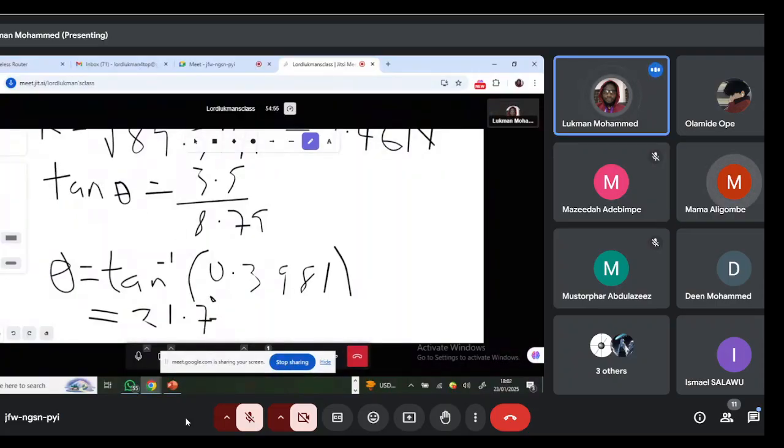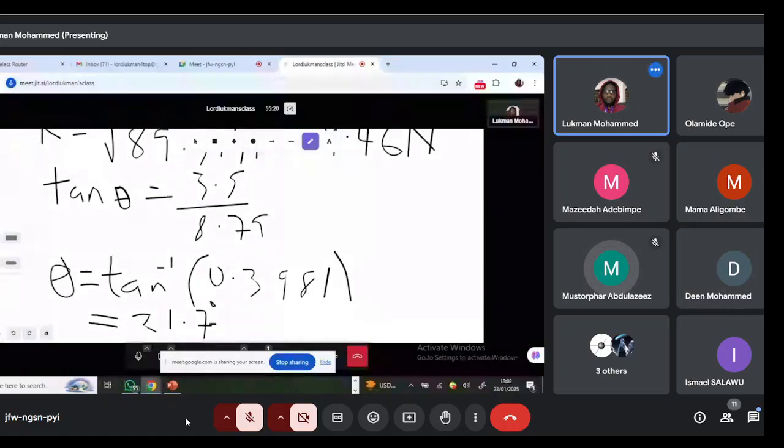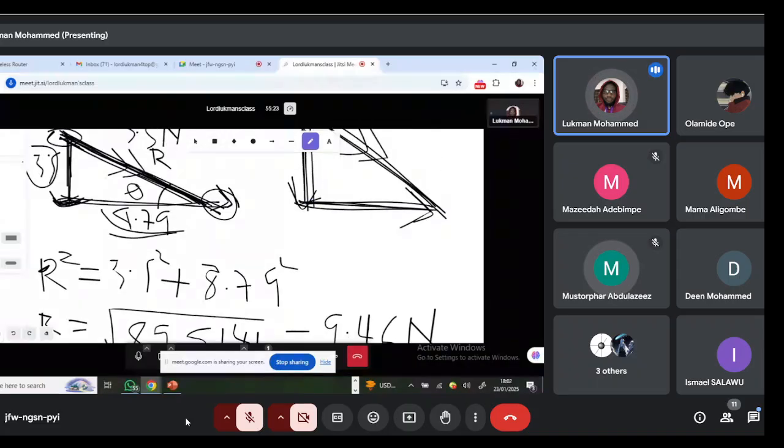Please, who is getting this with Mazida? So I got the same thing. You got the same thing. That is Dean, right? I've not memorized your names. Olamide, Dean and Mustafa, are you getting the same thing? Okay, now I got 0.3995, but then I got 21.7. Okay, good. So now look at the position of the theta.